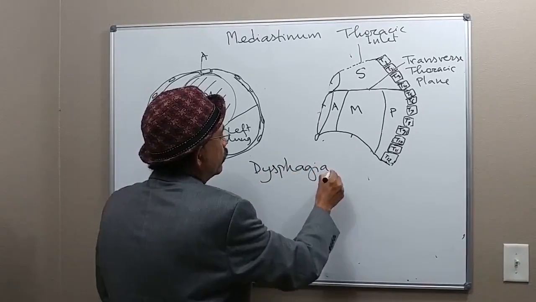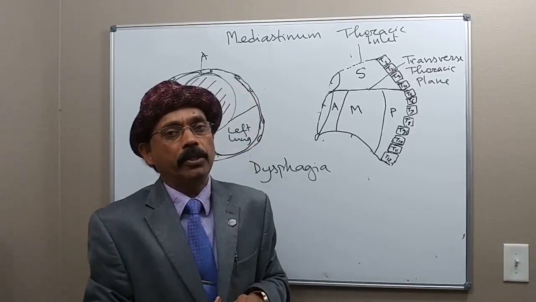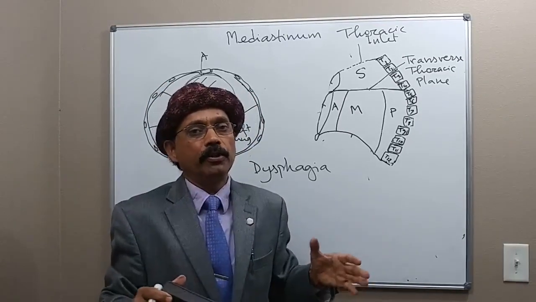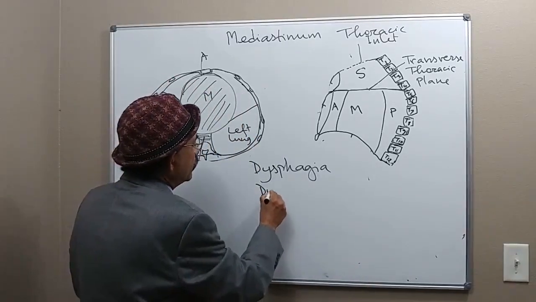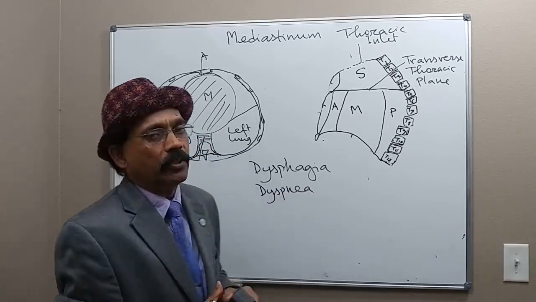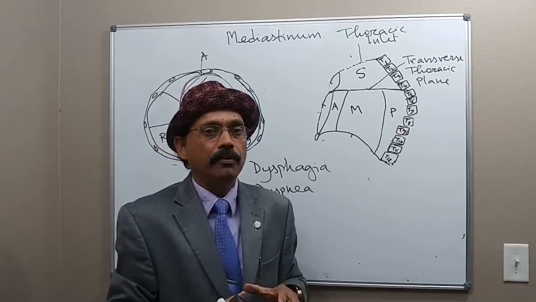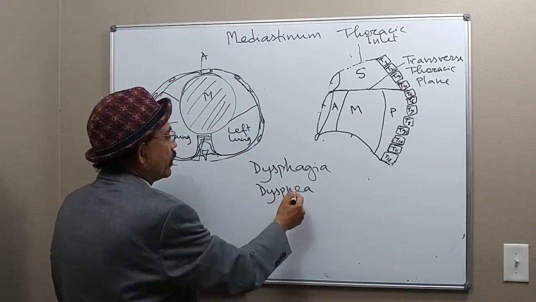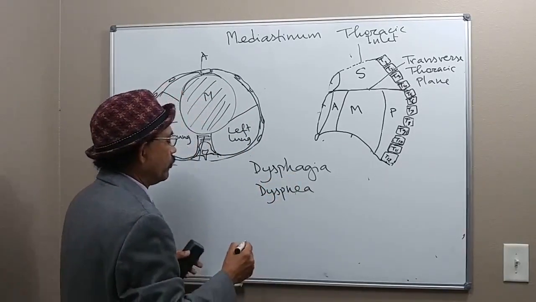Dysphagia, difficulty in swallowing. It may also happen in mitral stenosis, left atrial hypertrophy, or esophageal cancer, or any other compression to the esophagus. We may have dyspnea, difficulty in breathing, if the respiratory passage is blocked by a tumor or any large lymph node or collection of blood. Okay, dysphagia, dyspnea, that is possible.